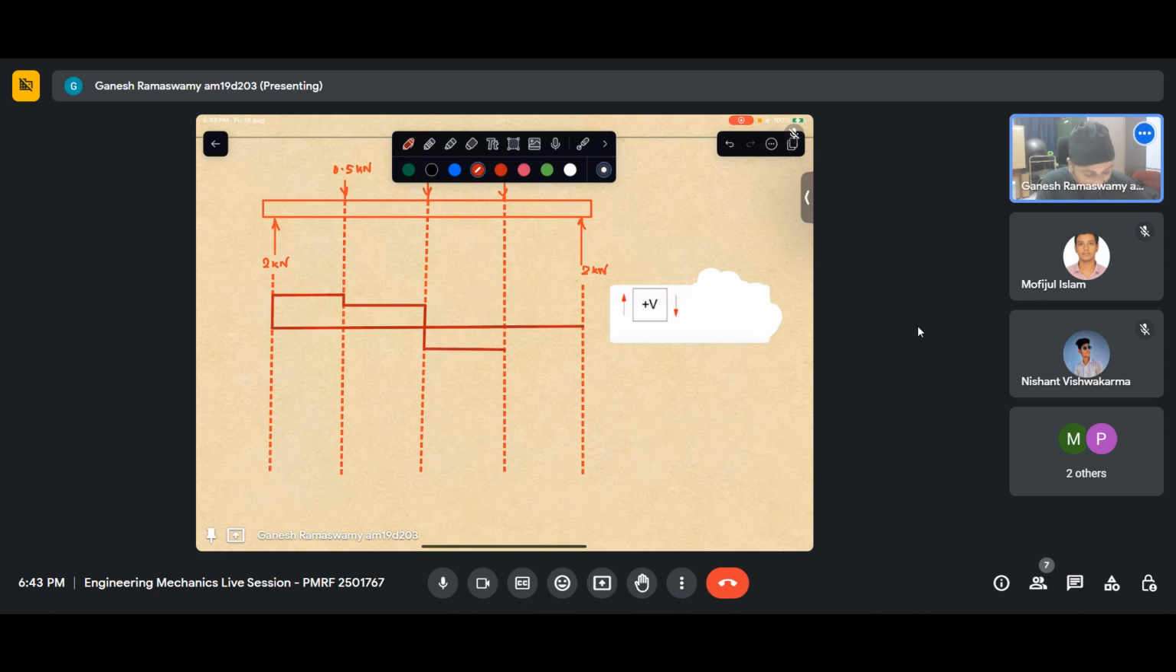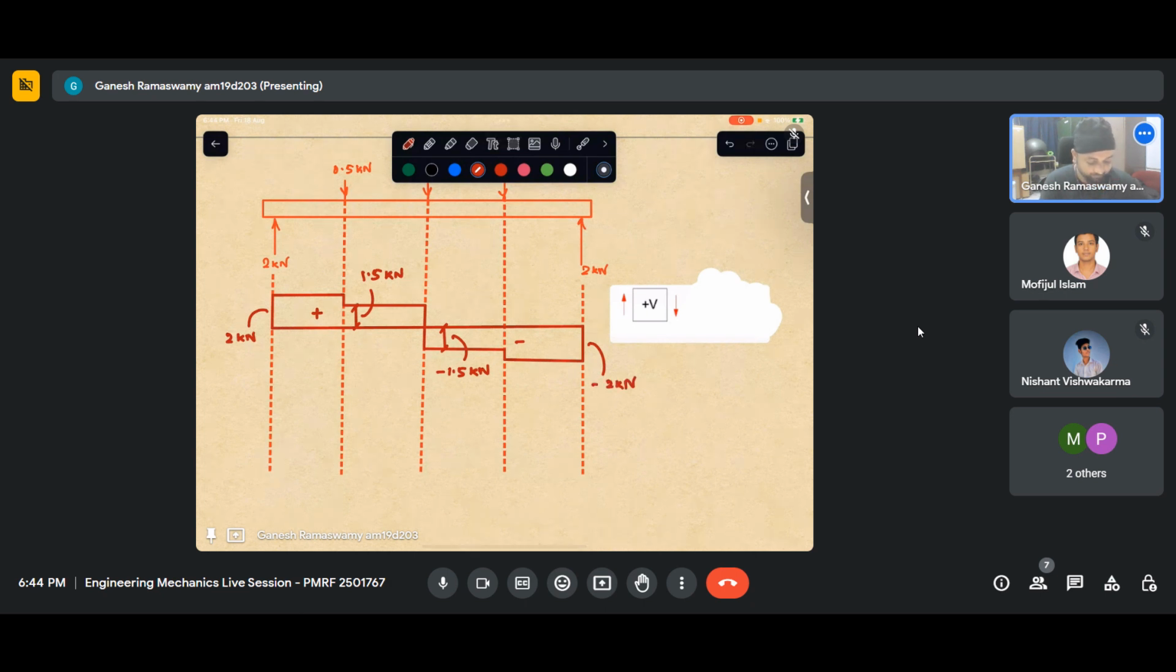Then finally, it became minus 2 and it connected back to 0, implying this is positive, this is negative. This quantity is 2 kilonewton. This quantity is 1.5 kilonewton. This is minus 1.5 kilonewton. This is minus 2 kilonewton.